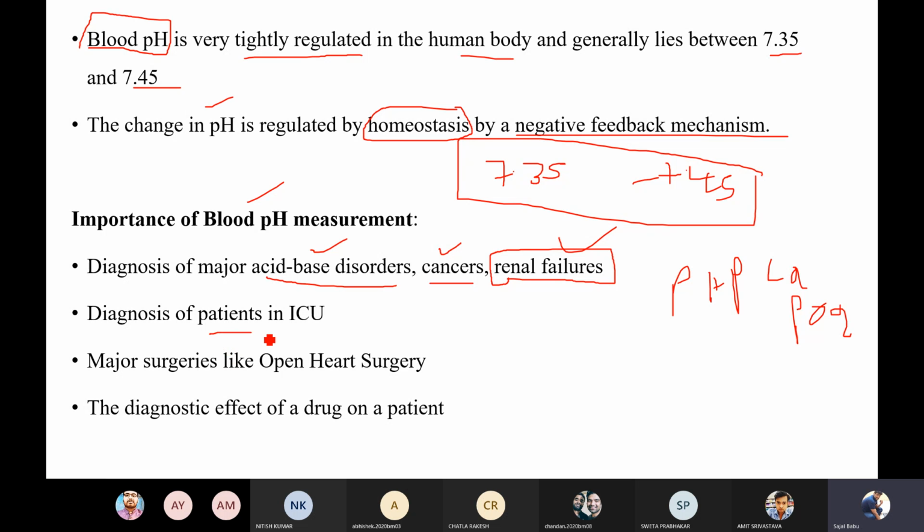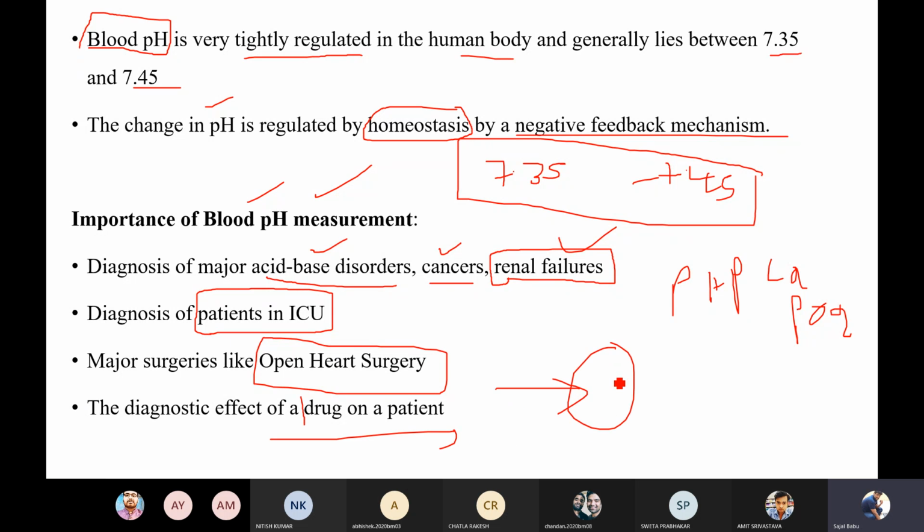For a patient kept in the ICU, the blood pH will also be monitored. If doctors are performing an open heart surgery, there is also a need to measure the blood pH. And if you have given a drug to a patient and want to know the effect of the drug on the patient, then the blood pH is a very important parameter which will show you the effect of the drug. So these are the four important reasons why we need to measure the blood pH.